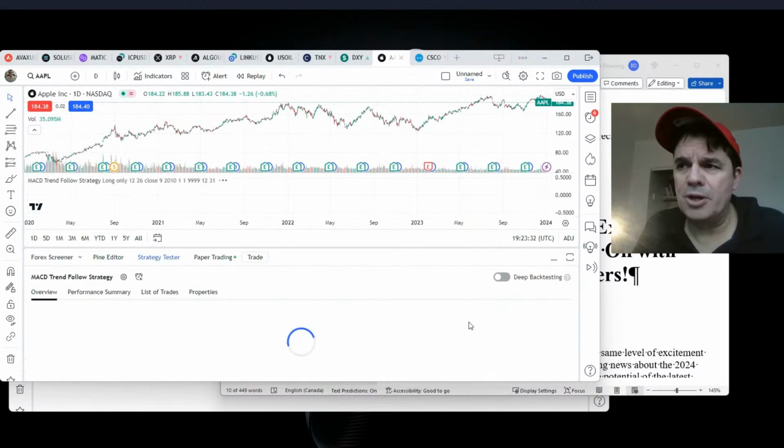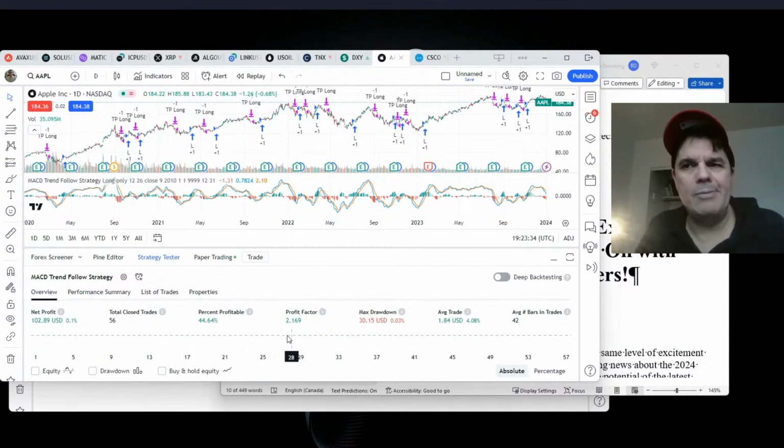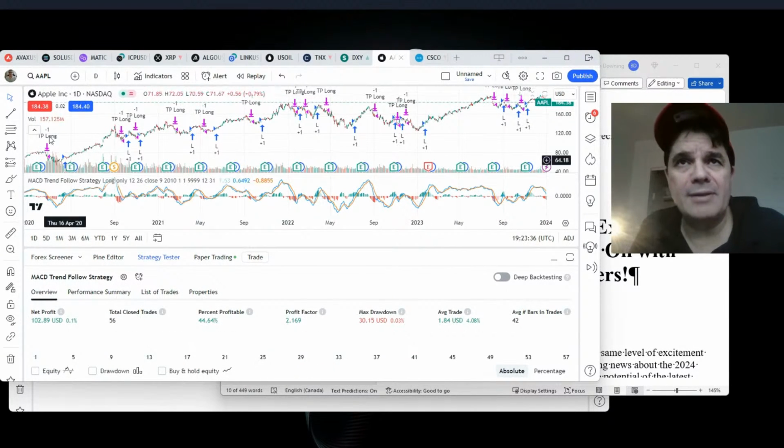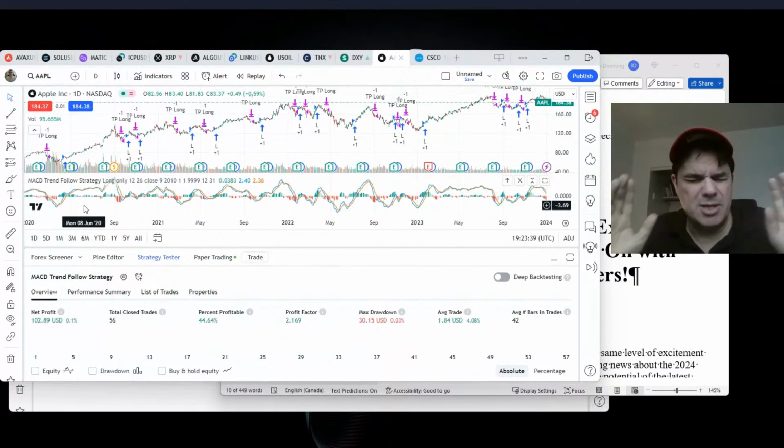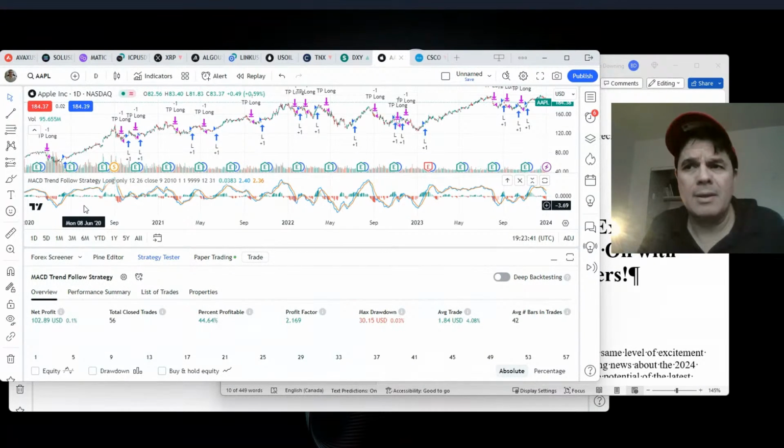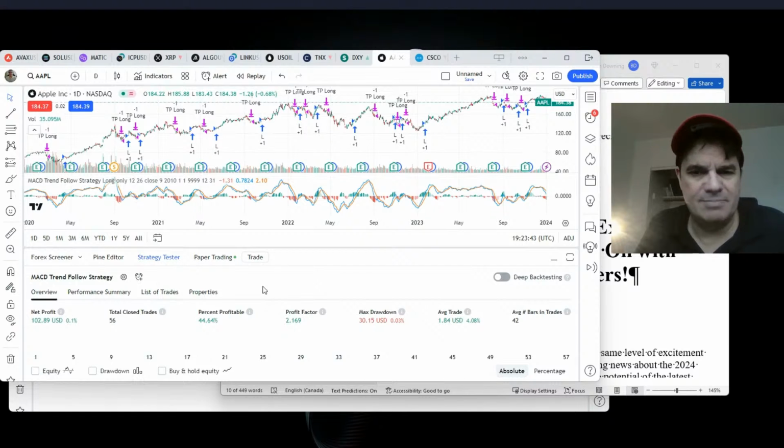So now you add your chart. Boom! Look at that out of the gate. We got a 2.1 profit factor on Apple. I didn't change the time frame. I didn't change anything. Right? Look at that, the profit factor is much higher.